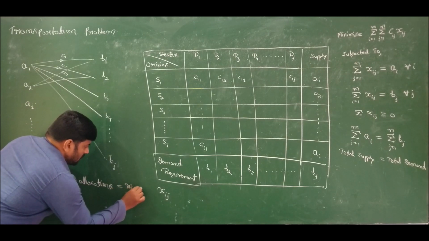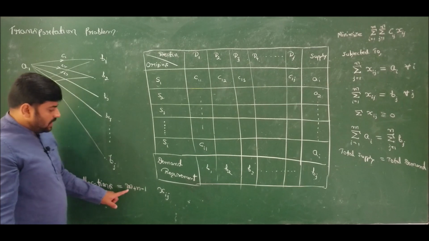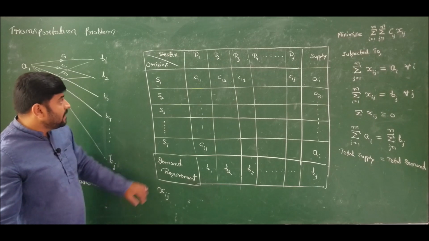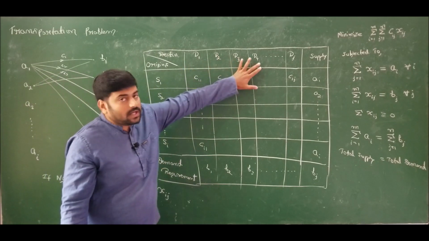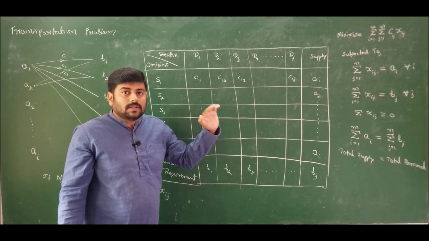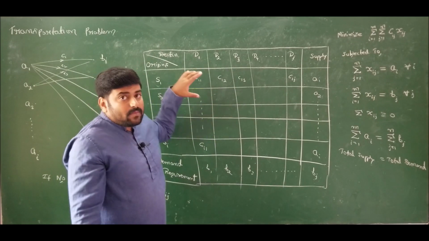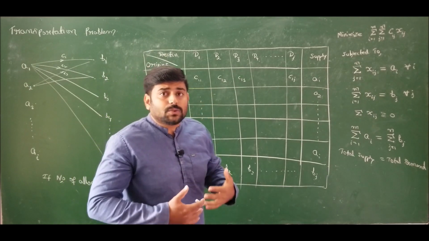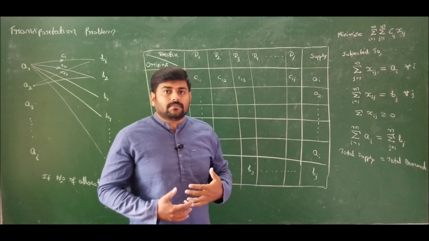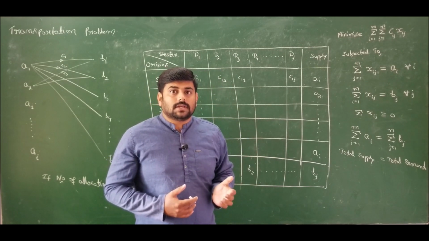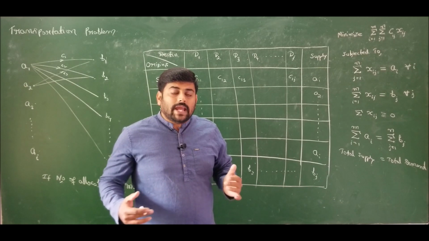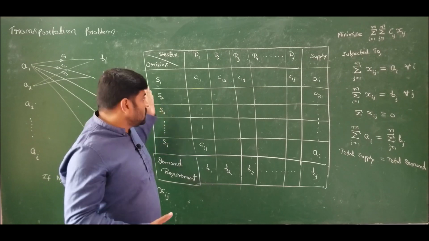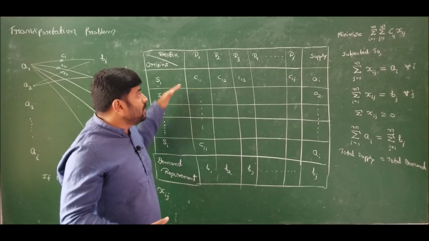If the number of allocations I made is equal to m plus n minus 1, where m is the number of sources, let us say I have only 3 sources, and n is the number of destinations, let us have 4, and also the transportation problem need not have the same number of rows and columns. I might have 18 students, and I want to transport these 18 students to 9 schools. All these 18 students are coming from 18 different houses, so the sources are the houses of these children, right? So how many sources do we have? 18 sources. But how many schools?